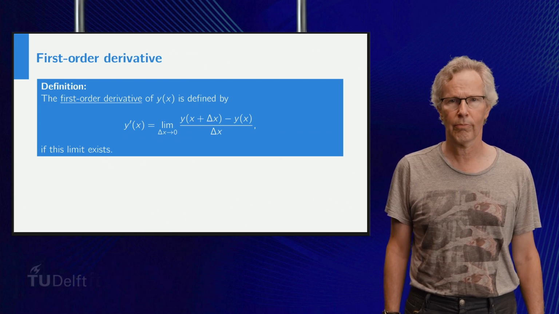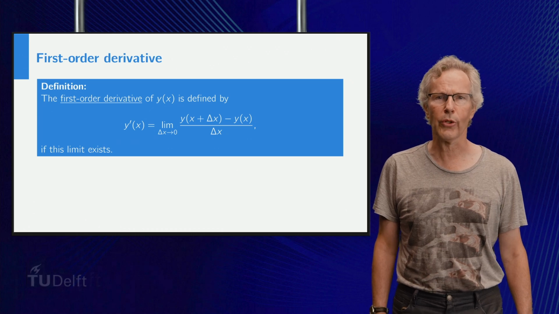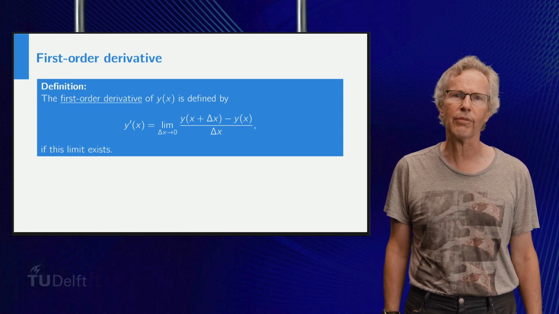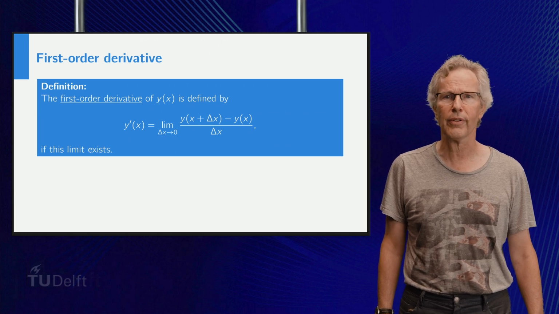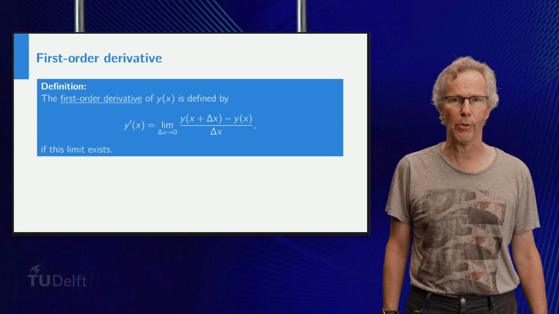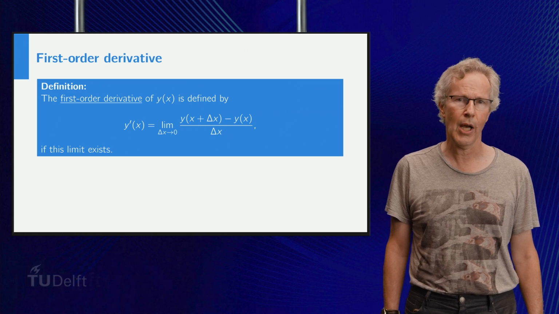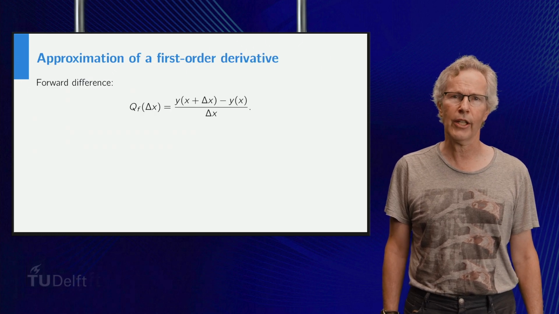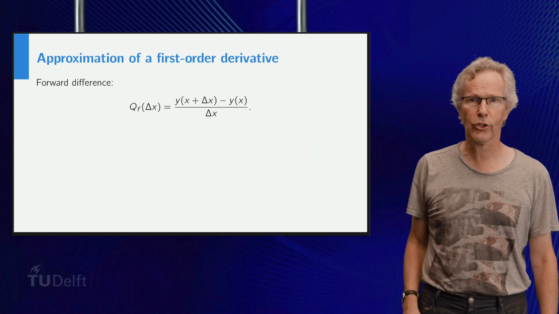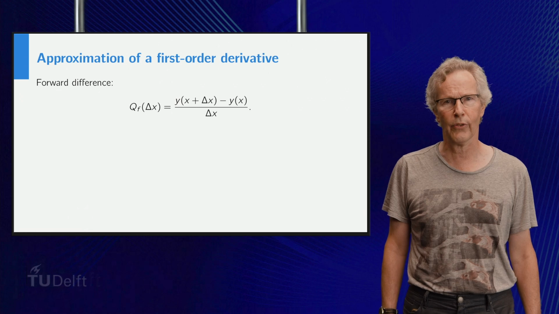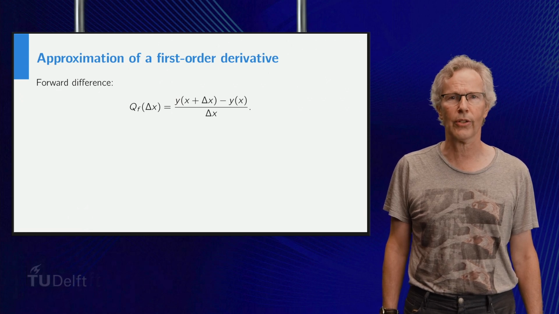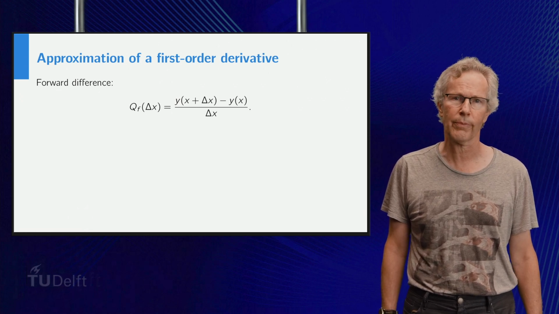this video. Let's start with the well-known definition of the first derivative of a function y. From this definition we can derive several formulae for approximations of the first derivative. One of these approximations is shown here. It's called the forward difference. It uses function values in the grid point x and the next grid point x plus delta x.